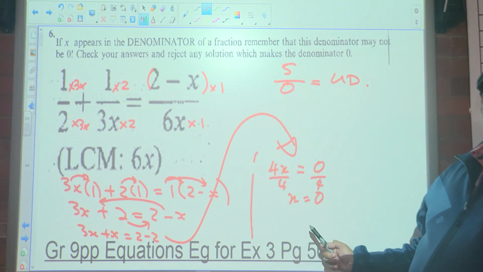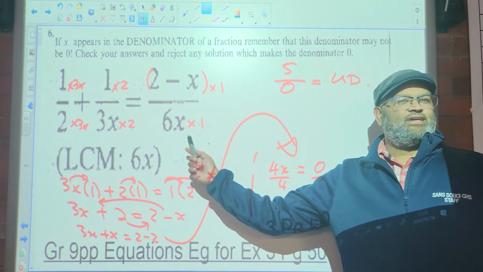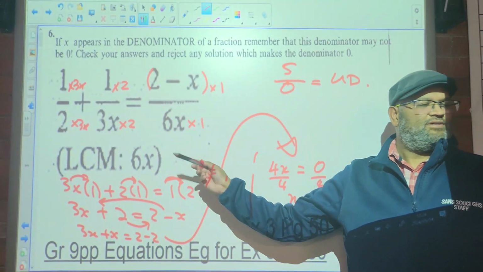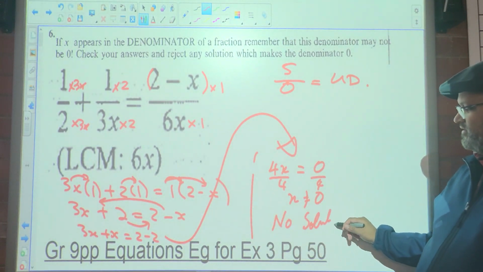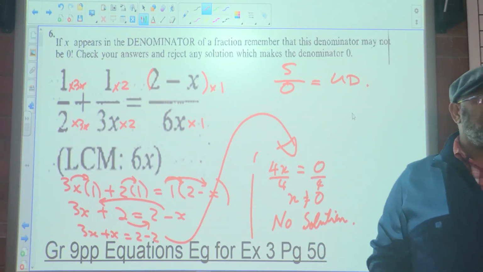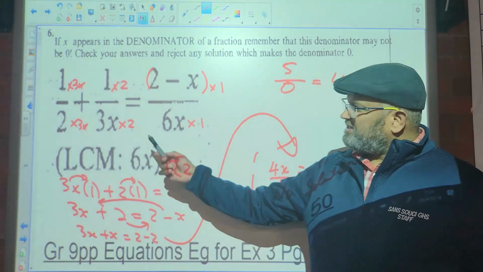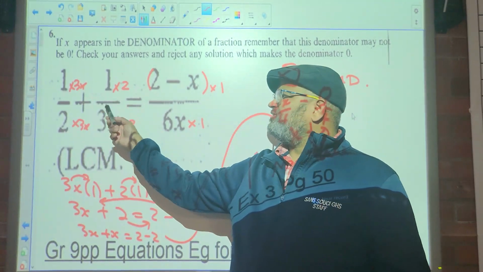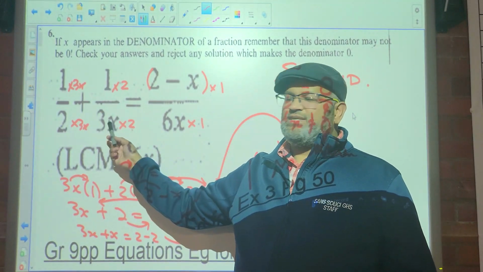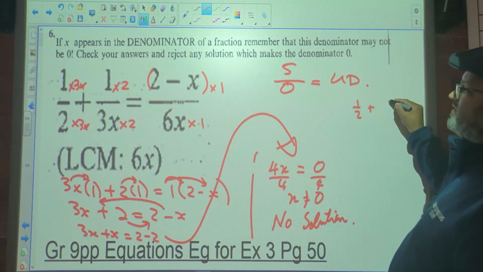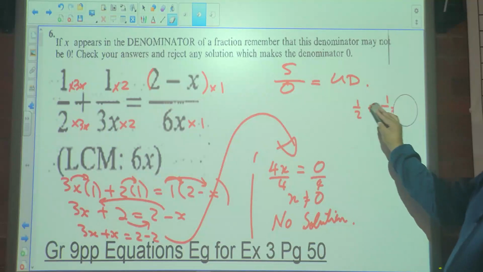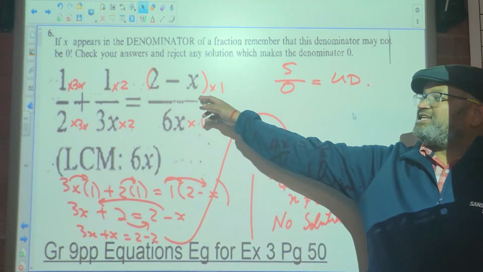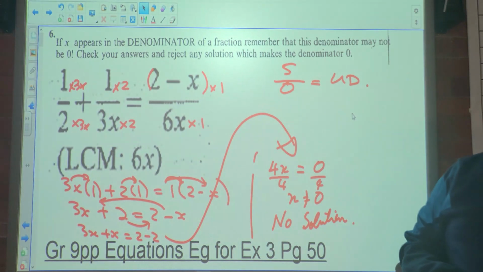But hang on. Can the denominator be 0? No. So no solution to this equation. Because imagine I substitute this back in here. You will get a half plus 1 over 3 times 0. What's 3 times 0? 0. And a half plus 1 over 0. This will be undefined. You guys understand? So there's no value under the sun that will make this equation true.